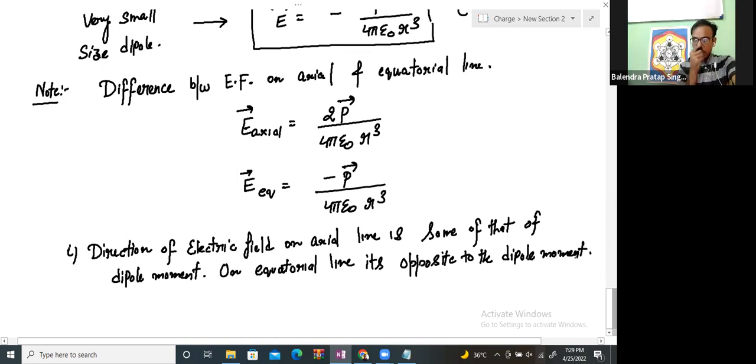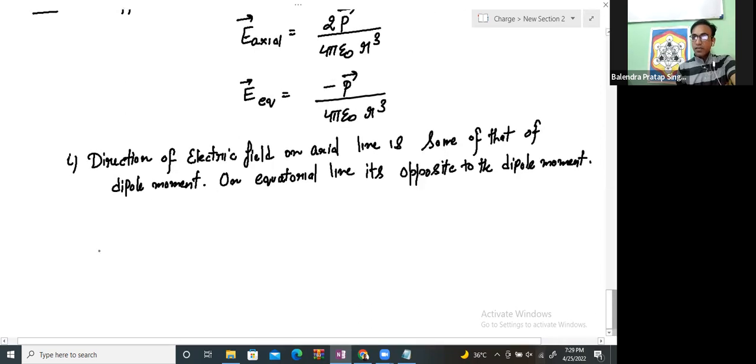Okay, note it down. The first point: the direction of the electric field on the axial line is the same as your dipole moment, and on the equatorial line it's opposite to the dipole moment.